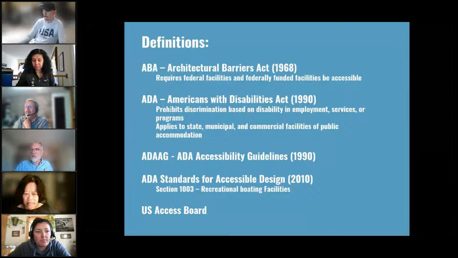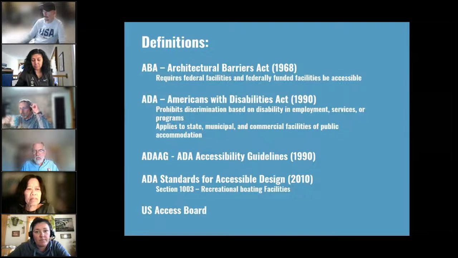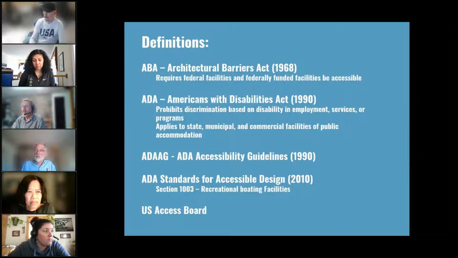Okay, so the first slide, I've got some definitions. When we talk about ADA, we tend to lump a whole lot of things together. Actually, before there was the ADA, there was the Architectural Barriers Act, which applied to federal facilities and federally funded facilities. Then we got the ADA, the Americans with Disabilities Act, which you have to remember is a piece of civil rights legislation that prohibits discrimination. The difference between that and the ABA was that it extended and applied to state, municipal, and commercial facilities of public accommodation. So in other words, restaurants, theaters, marinas, you name it, it's had an effect on the architecture that we live with.